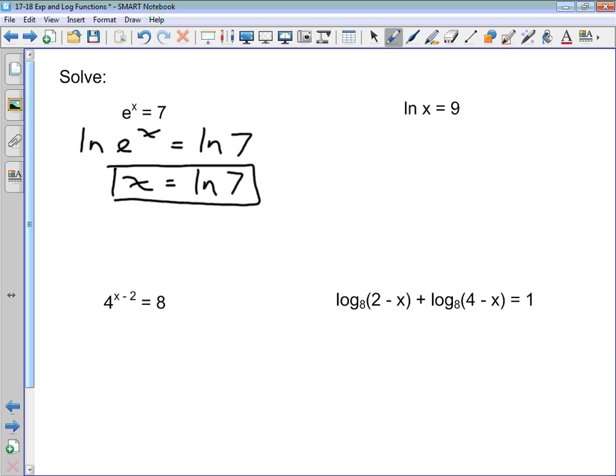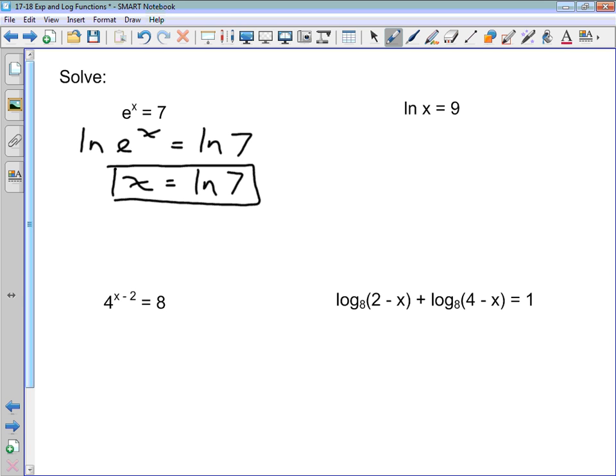Let's say we've got ln of x equals 9. We want to solve for x again. Again, we want to do opposite operations. We want to work on both sides of the equation doing the same thing. So if we see taking the ln of something, what is the opposite to taking the ln of something? What's the opposite of a logarithmic function? It's an exponential function. So we want to somehow work this into an exponential function.